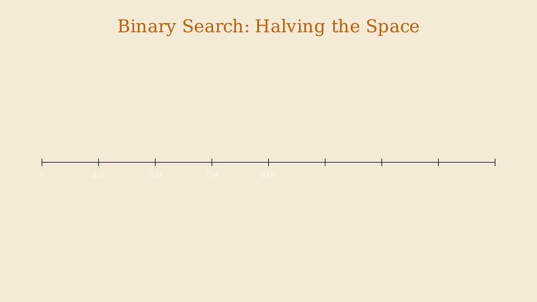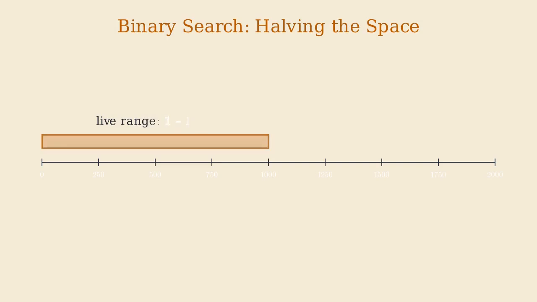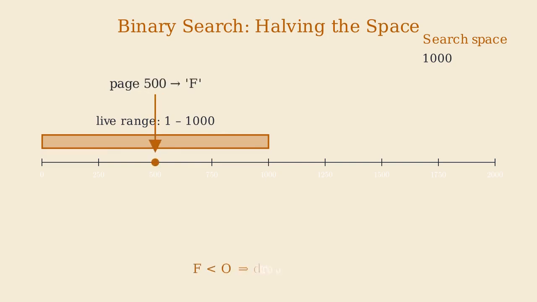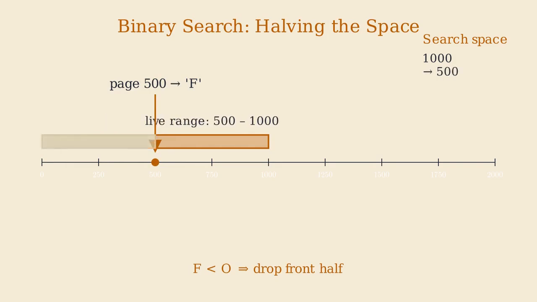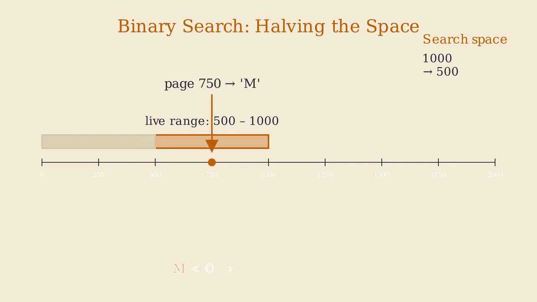Now you're staring at pages 1 to 1,000. You flip to the middle of that, page 500. You land on letter F. F comes before O, so you eliminate the front half. Pages 500 to 1,000 are what's left. Then you do it again. Page 750, letter M, still too early. Now you're between 750 and 1,000.